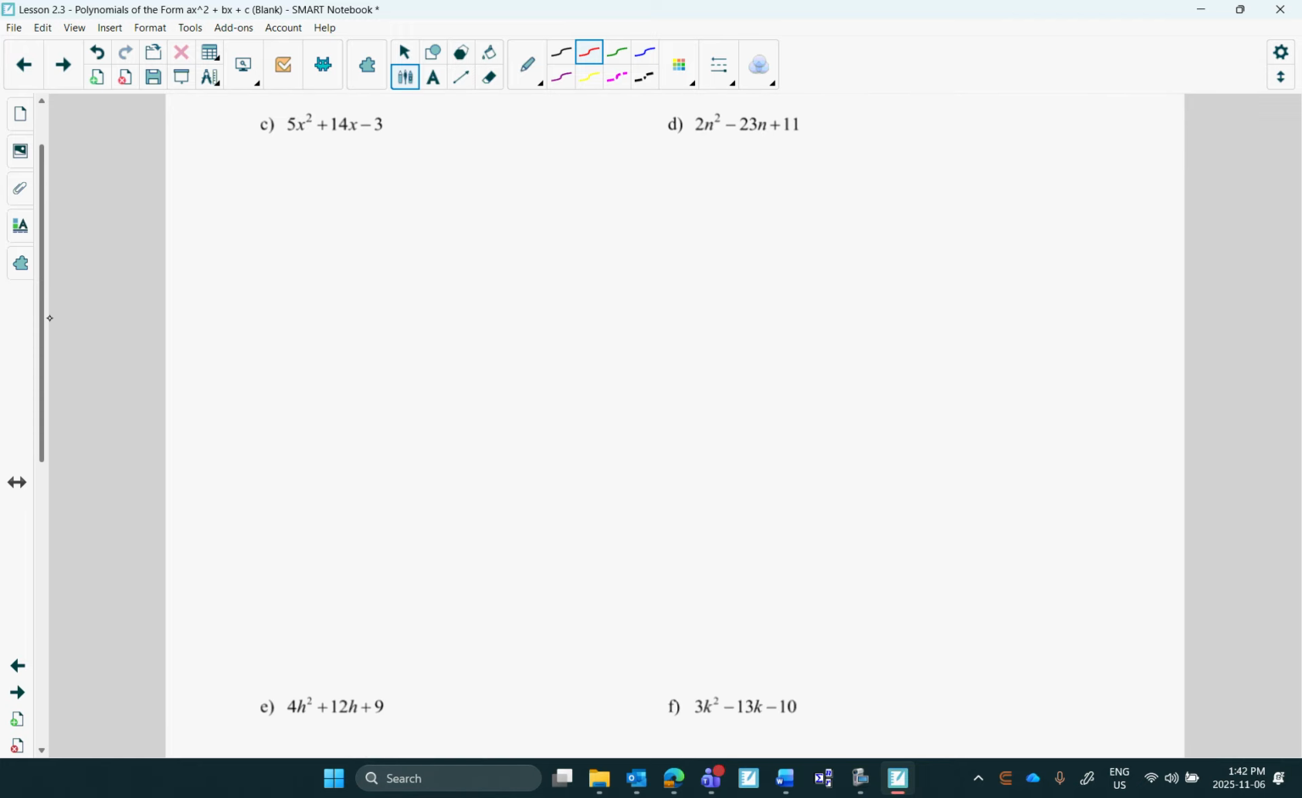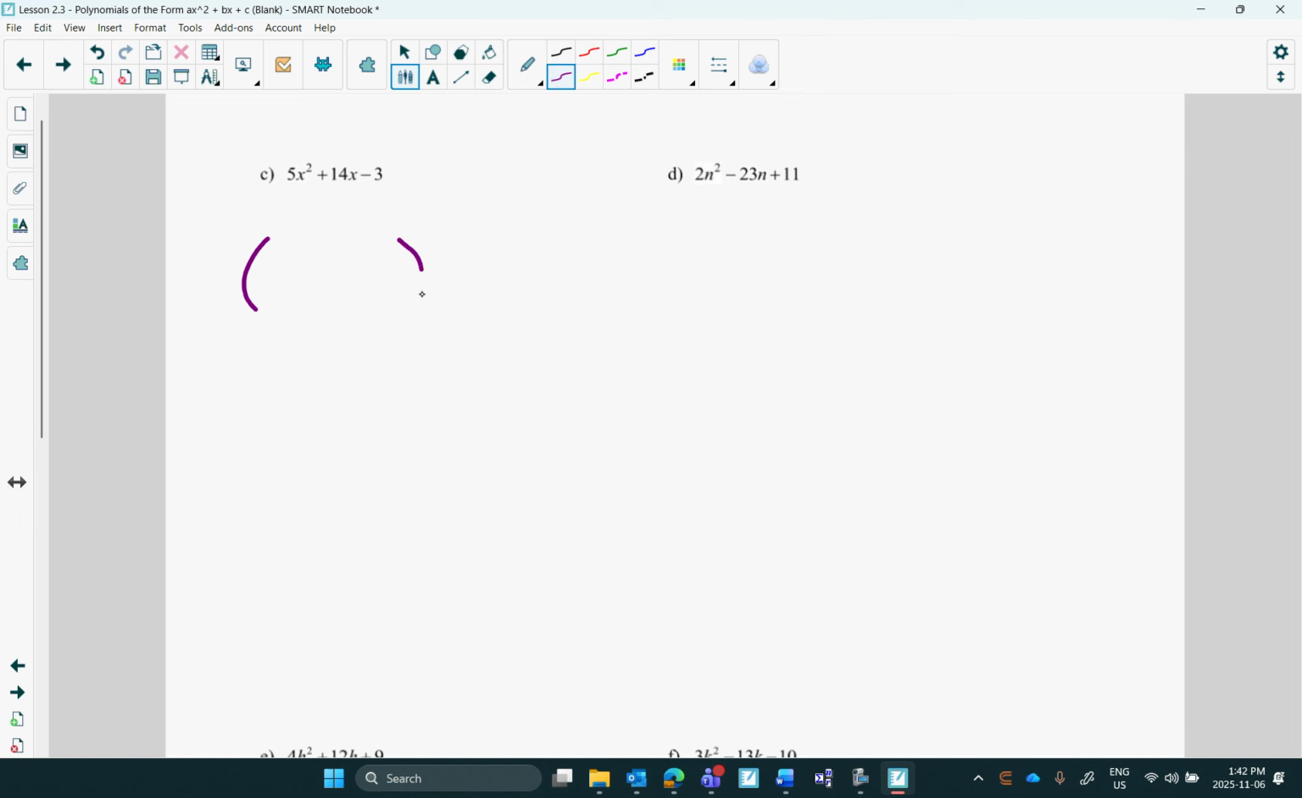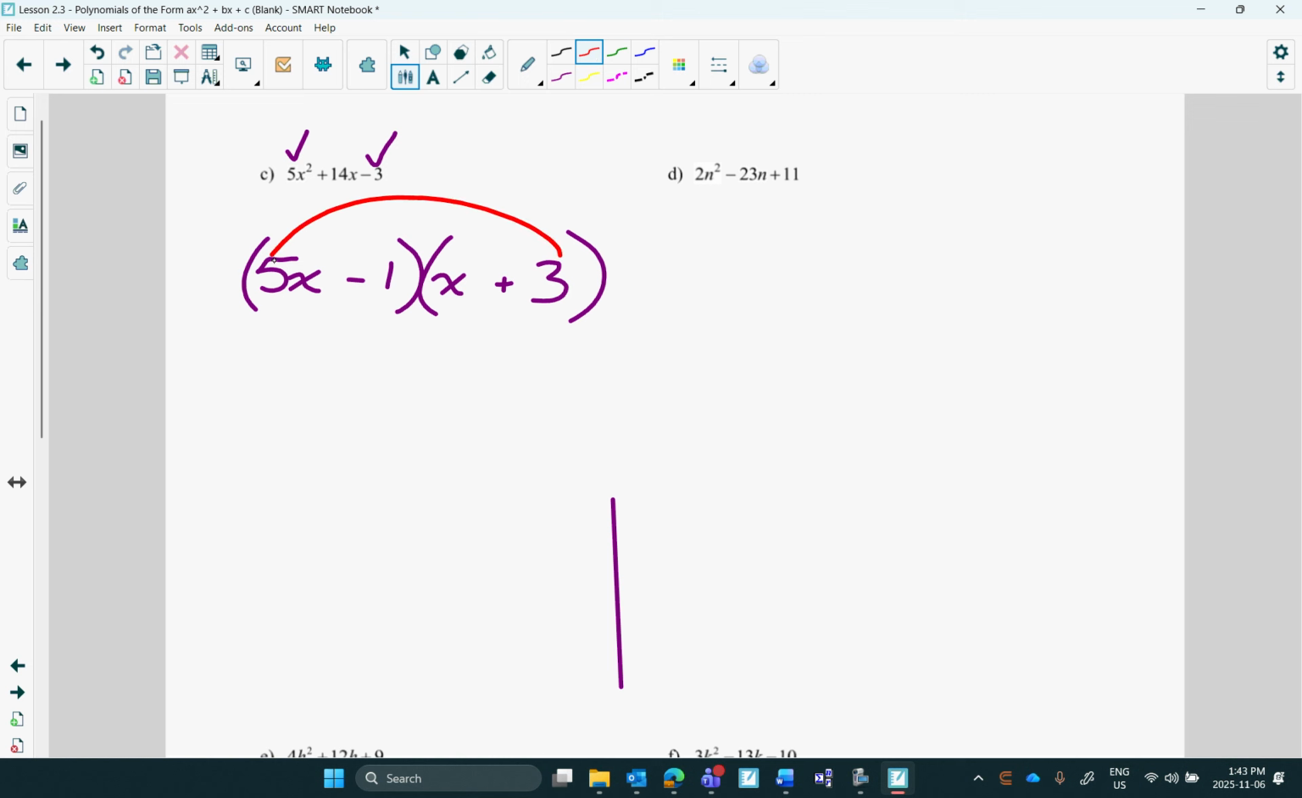2 sets of parentheses. 5x and 1x, which is 5x and x, because they have to multiply to get that. What multiplies to get negative 3? Try negative 1 and positive 3. You know that works. How do we check if the middle works? This times this is?